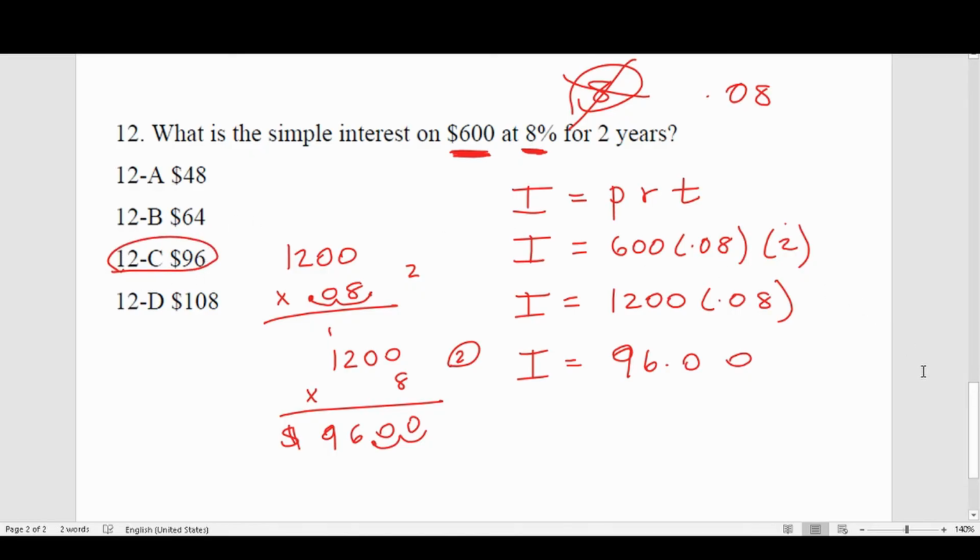Now, unlike these other 2 problems, this question is just asking you for the amount of interest, not the total in the account or the total amount paid back for the loan.